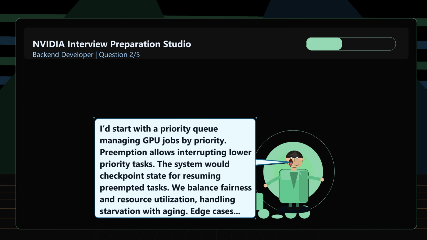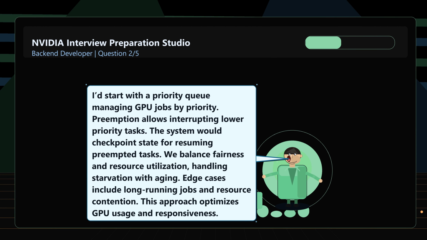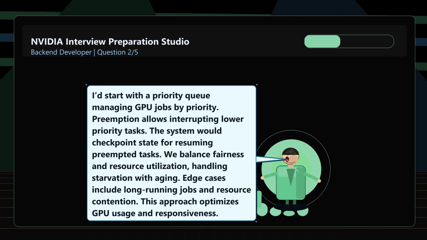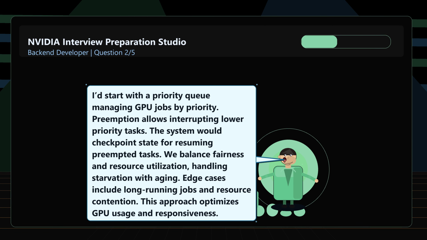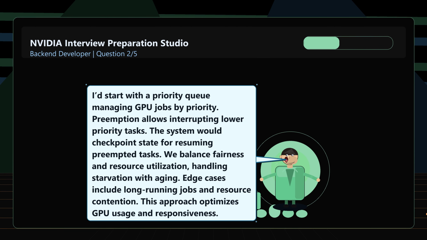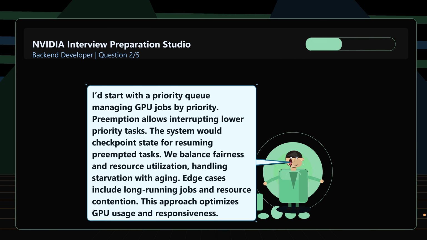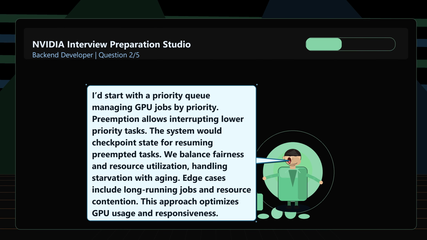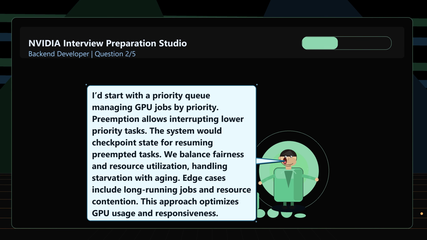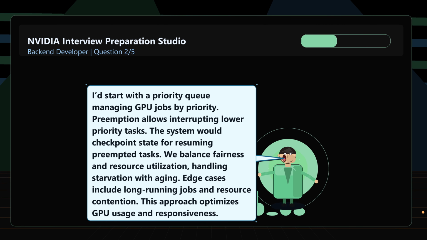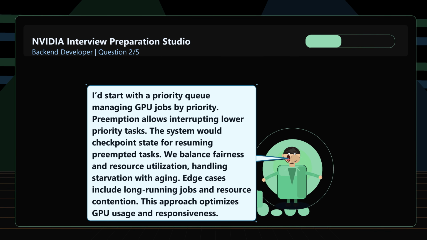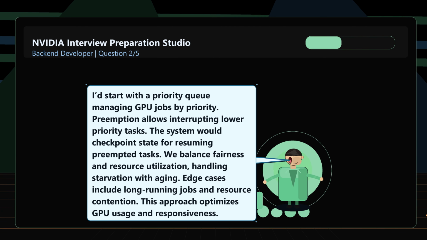In designing a GPU job queue with priority scheduling and preemption, I would begin by implementing a priority queue structure that manages incoming jobs based on priority levels. Preemption is supported by allowing the scheduler to interrupt lower priority tasks, checkpoint their state, and resume later to avoid losing work. This balances responsiveness for high priority jobs while maintaining overall GPU utilization.